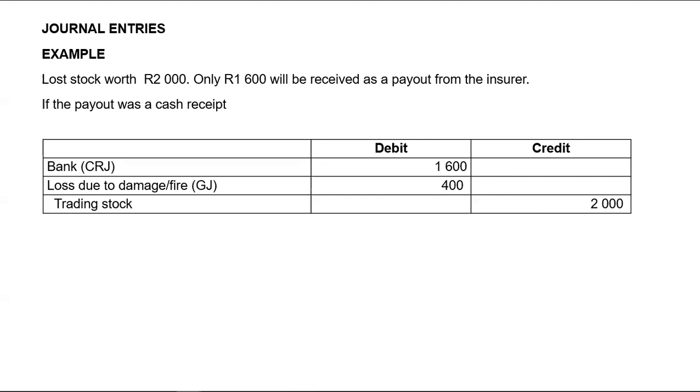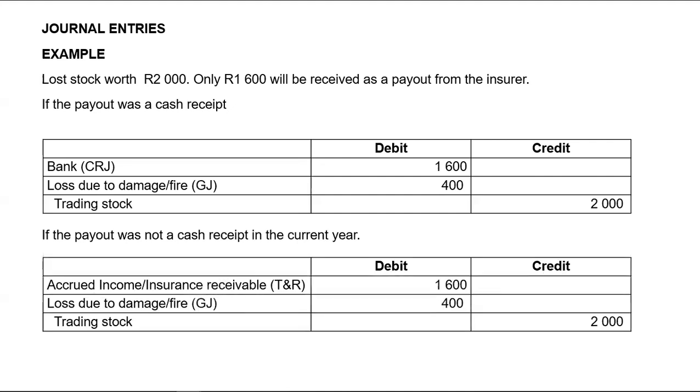If the payout was not a cash receipt in the current year, if the payout will only be received in the next financial year, we are going to debit accrued income or insurance receivable, and that goes to trade and other receivables. It doesn't change that we have lost stock worth 2,000, and we're going to credit our trading stock by 2,000 because that stock we have lost, it's gone. But we're going to get 1,600 as cash reimbursement for that 2,000, but the other 400 must be written off as we will not get it back. You got it?